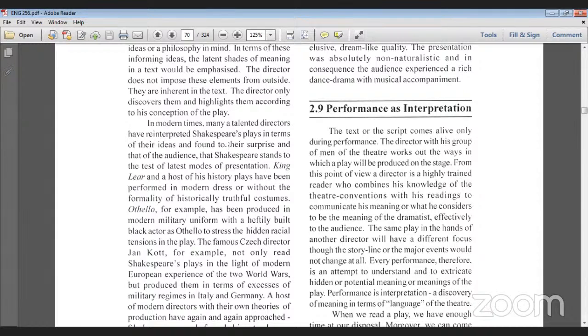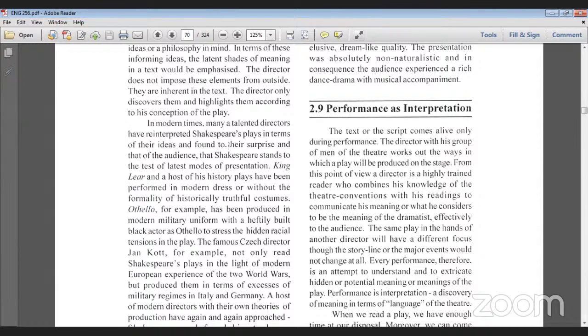These are the stages if you have to perform good things in your whole life, the part we are going through. The director with this group of men of the theater works out the ways in which a play will be produced on the stage. From this point of view, a director is a highly trained reader who combines his knowledge of the theater convention with his reading to communicate his meaning, or what he considered to be the meaning of the dramatist, effectively to the audience. The same play in the hands of another director will have a different focus.